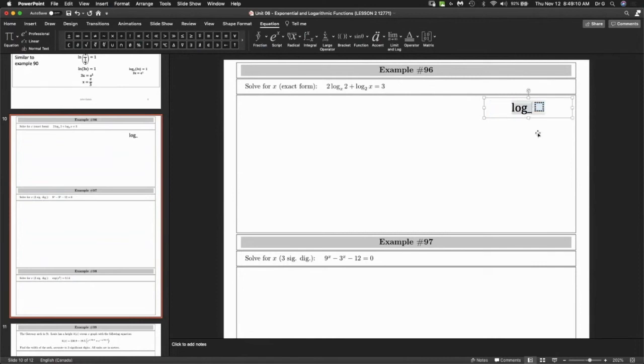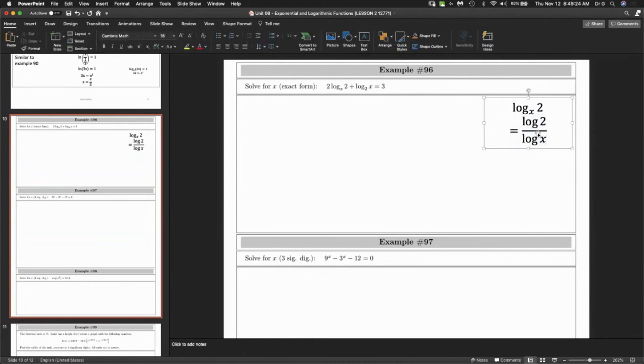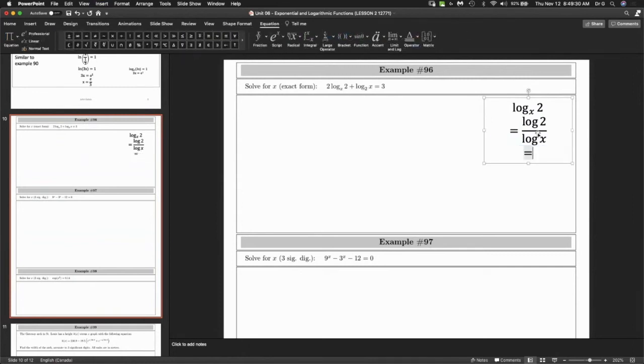Log base x of 2 is equal to log 2 over log x. So far, so good. This is the part where it's going to get weird. This is equal to 1 over log x over log 2, and then that equals 1 over log base 2 of x. So there it is.